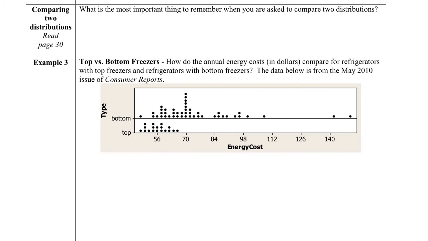Let's go ahead and compare two distributions. And the most important thing to remember is you want to use comparative words. Things like more than, less than, higher than, about the same. Make sure that you're actually comparing your distributions and not just making a list of two descriptions.